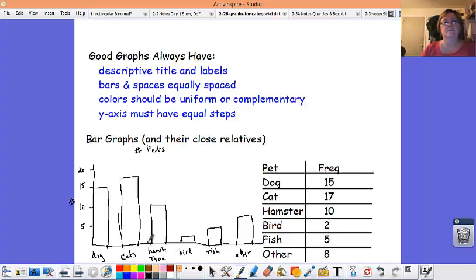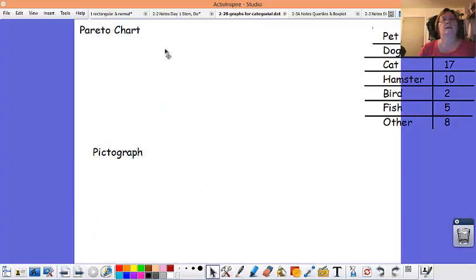Spaces should be uniform as well. They don't have to be as wide as the bars, but they need to all be the same space. Just nothing that's going to detract from the message of your graph. Okay, bar graph.